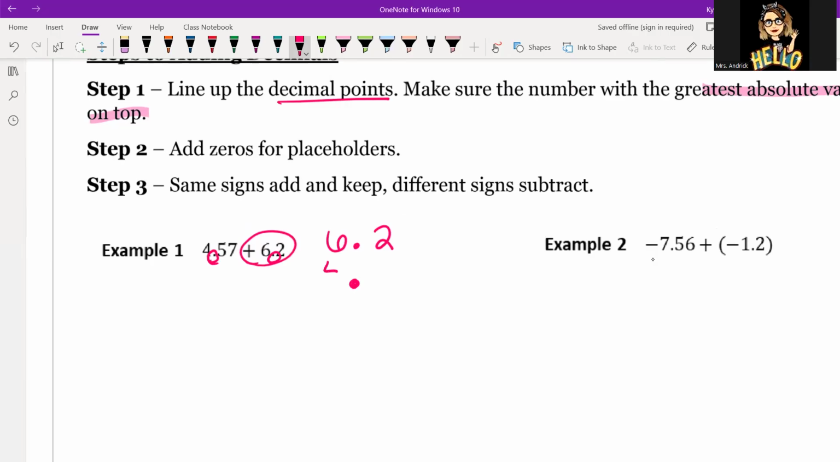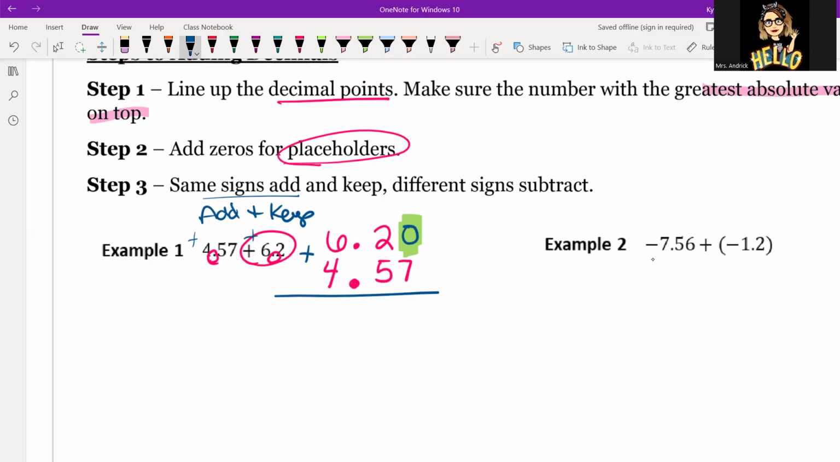I'm going to bring the 4 under the 6 so it lines up, and then the 5, and then the 7. There's missing stuff, so put in zeros for placeholders. What that means is there's no number here, so we're going to add a 0 in there. Now, if they're the same signs, which these are both positive, we add and keep the sign. If there are different signs, then we subtract, just like we did with integers.